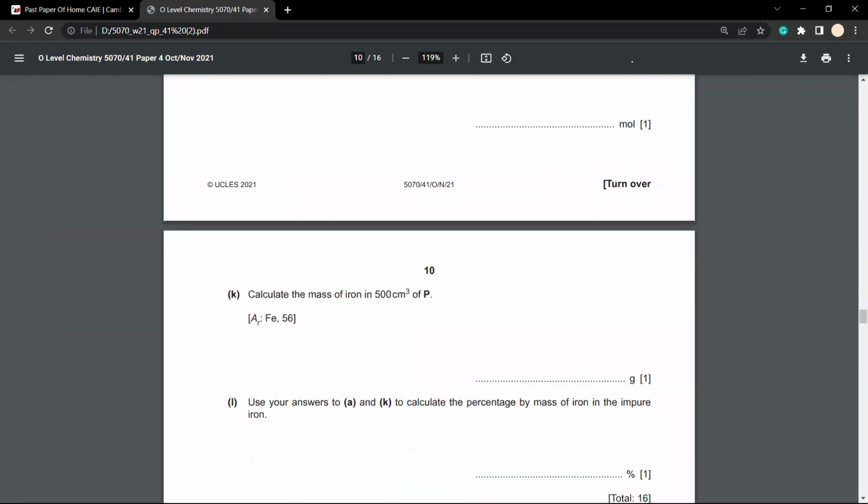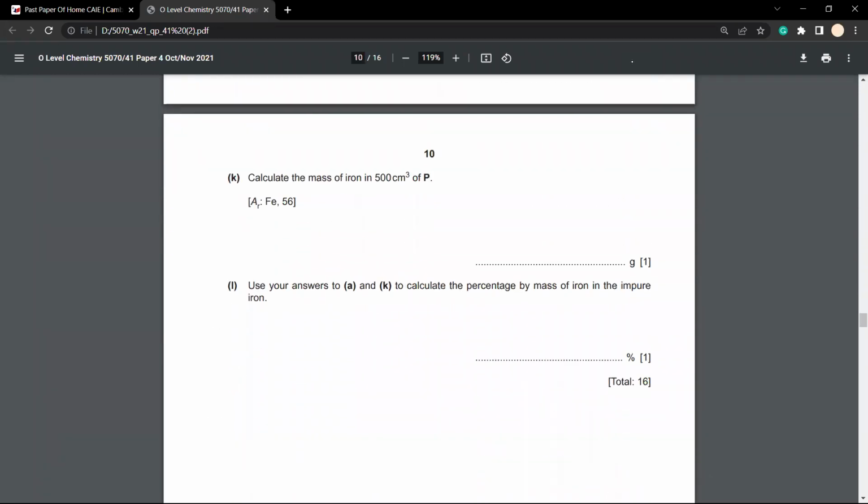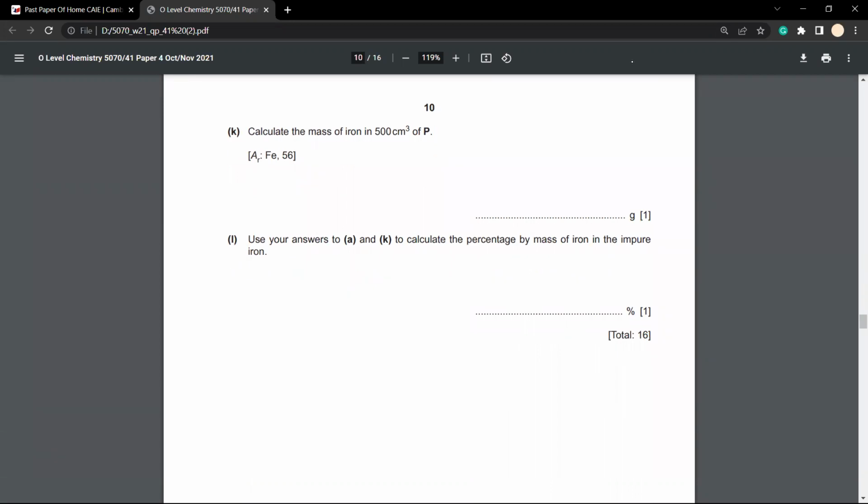Okay, now we know the number of moles. Now they're asking us the mass. We have another formula where, from the moles, we can calculate the mass. That is moles equals mass divided by AR or MR. AR we take if we have an element, MR if we have a molecule or a compound.